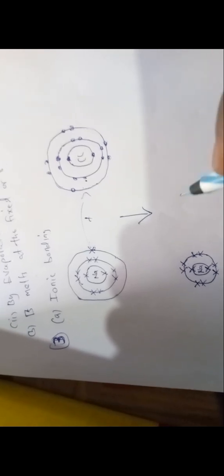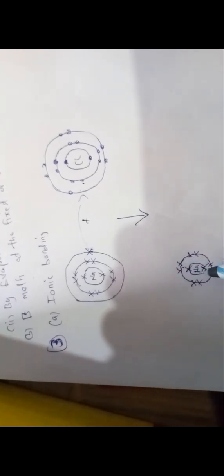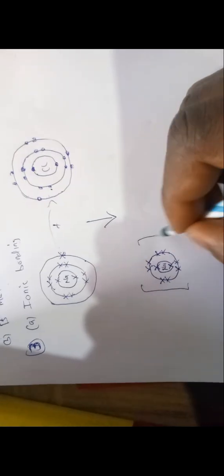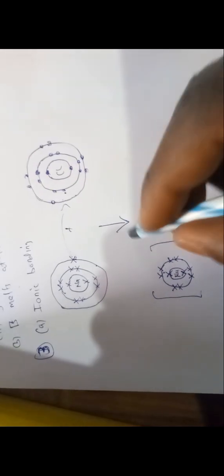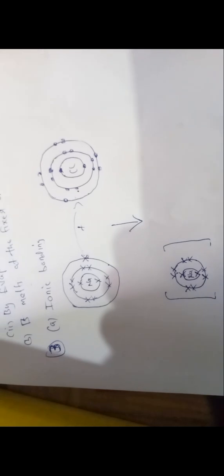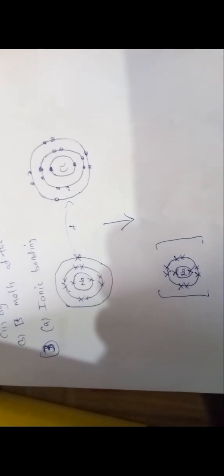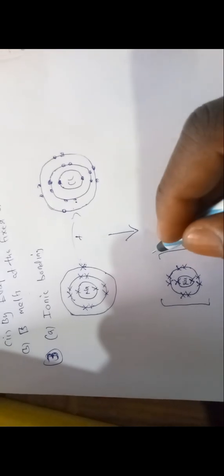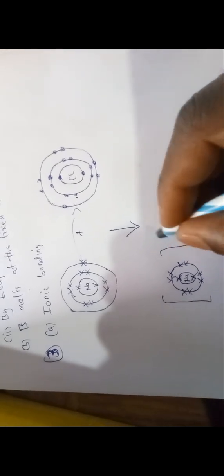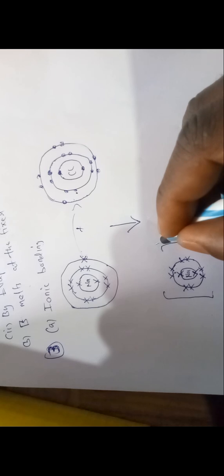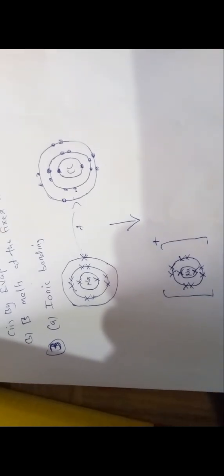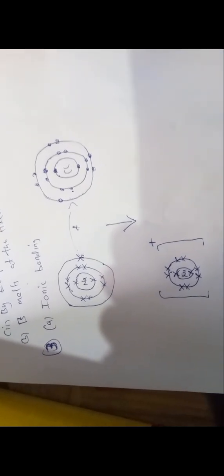Okay, then we have said this sodium has lost 1 electron, so we can put it in box brackets like that, and then it will form a charge there. So when an atom of a metal has lost electrons, it forms a positive charge. Now it has lost 1 electron, so the charge will just be positive. If it had lost 2 electrons, the charge was going to be 2 positive.